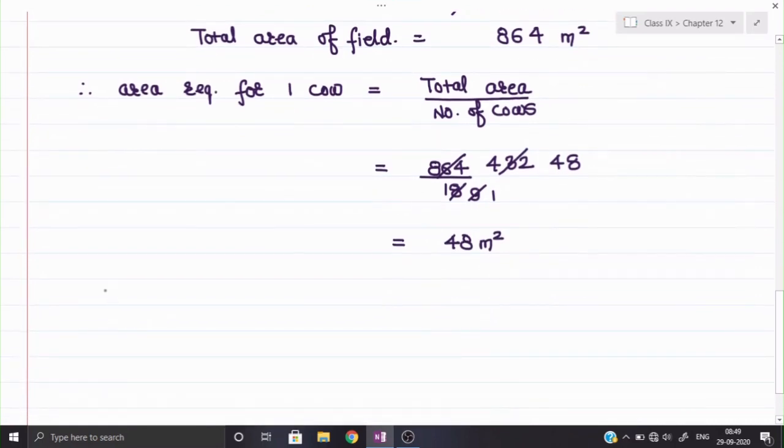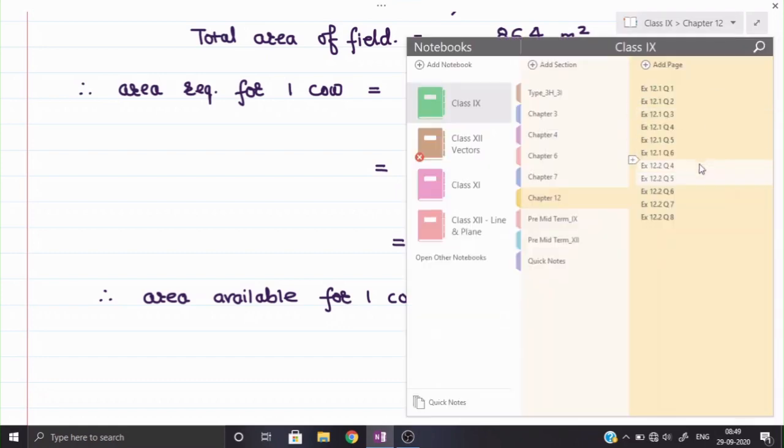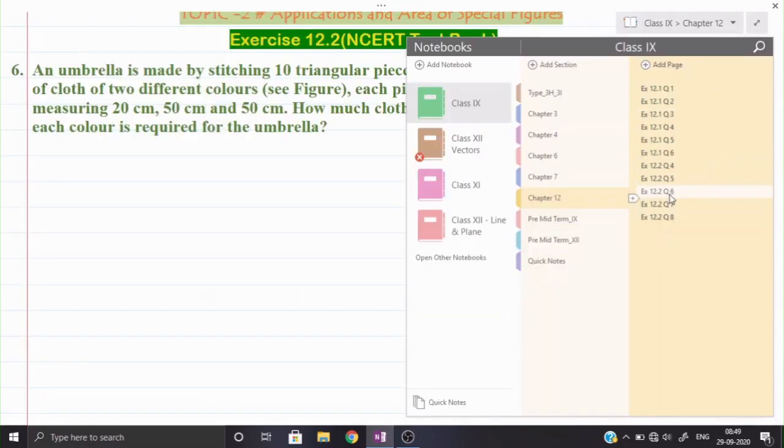So we can say that therefore the area available for one cow is 48 meter square. This will be your answer. Okay. Now let us see the next and last question of today's, question number 6.